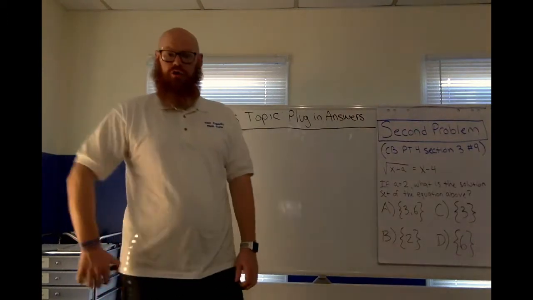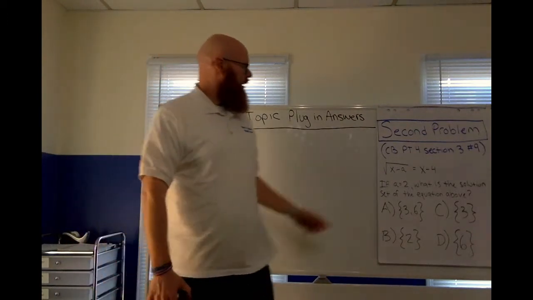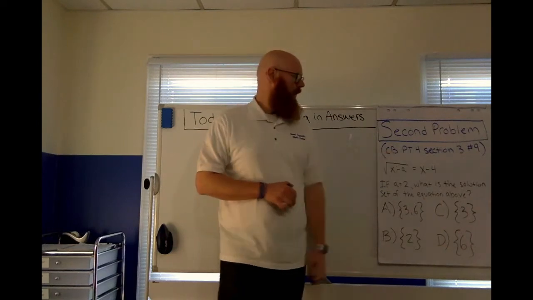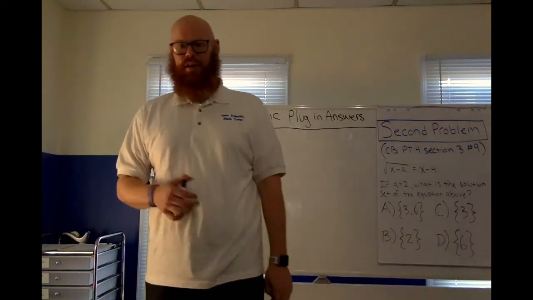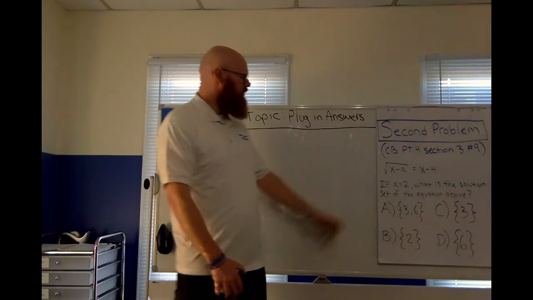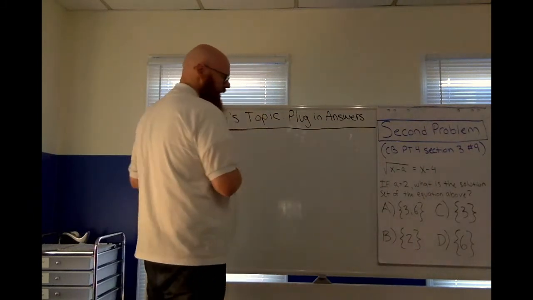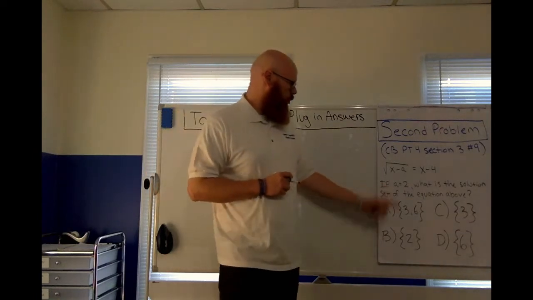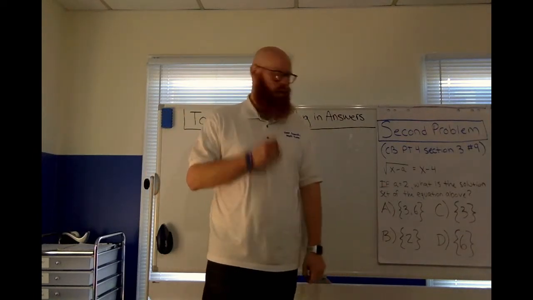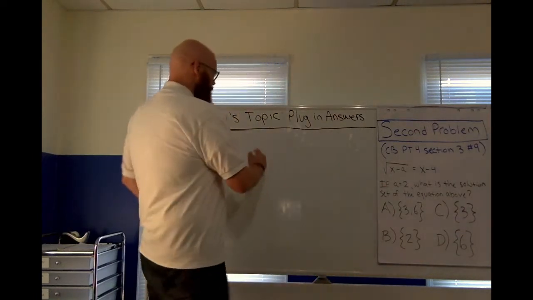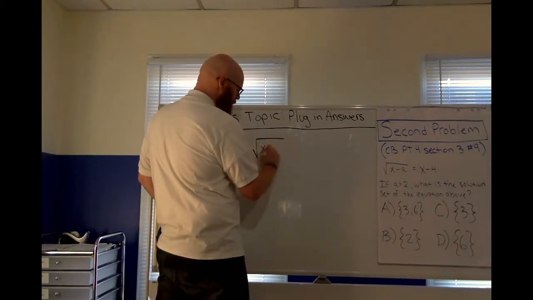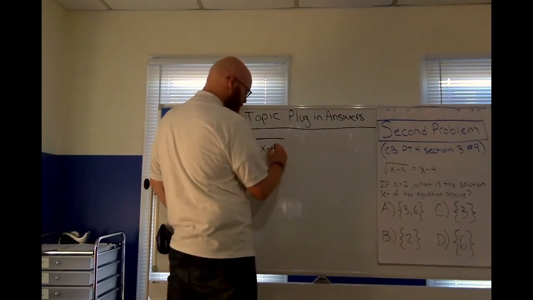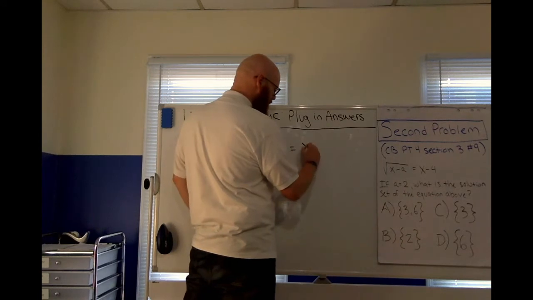All right, now on to the second problem. The second problem is from College Board Practice Test 4, Section 3, number 9. It is radical x minus a equals x minus 4. If a equals 2, what is the solution set of the equation above? So we've got radical x minus, I can substitute a equal to 2, equals x minus 4.